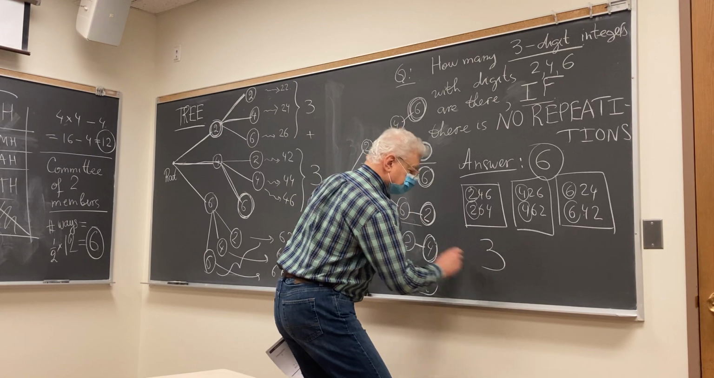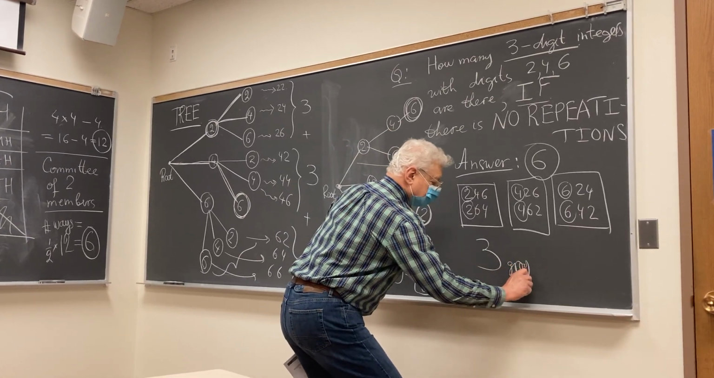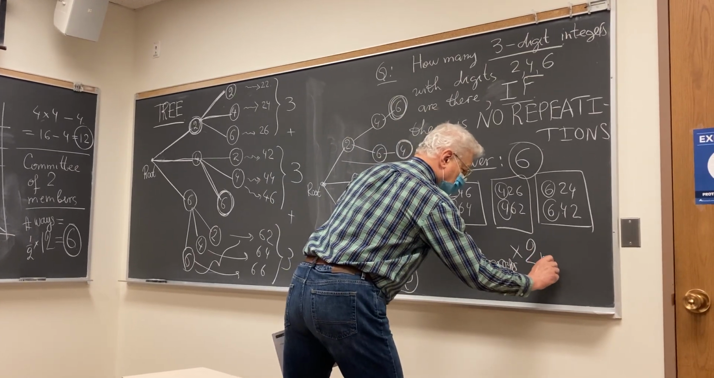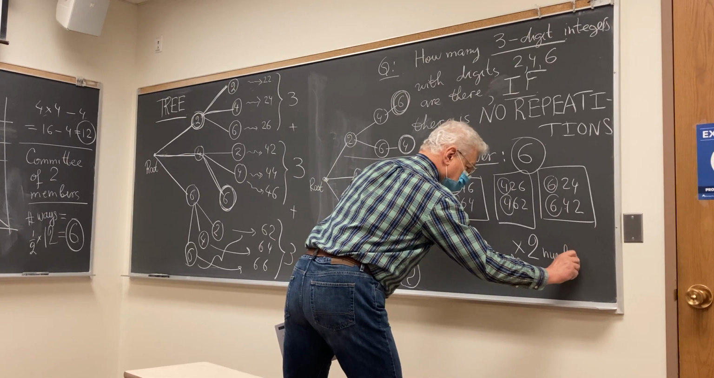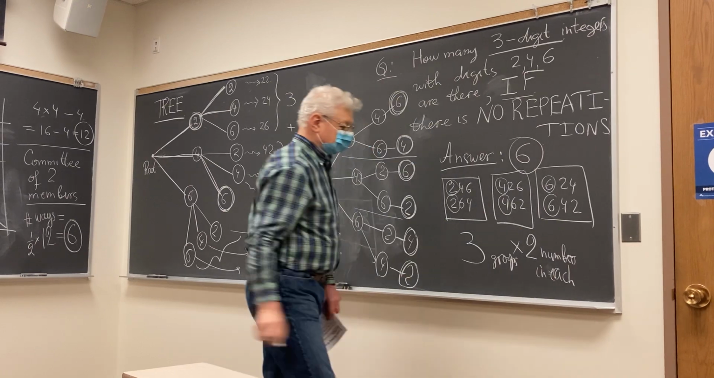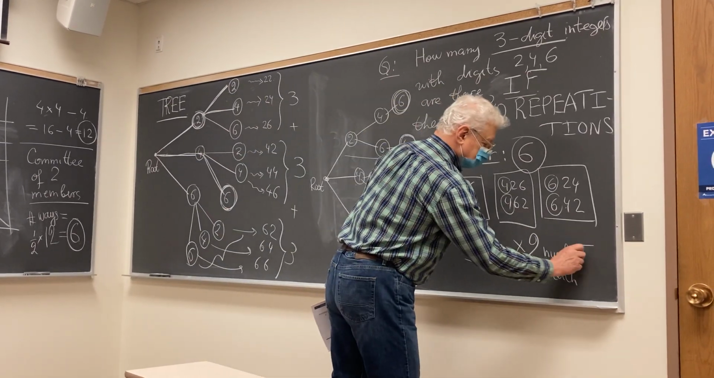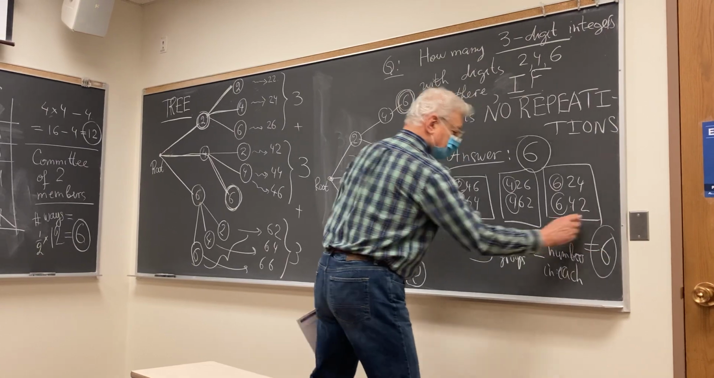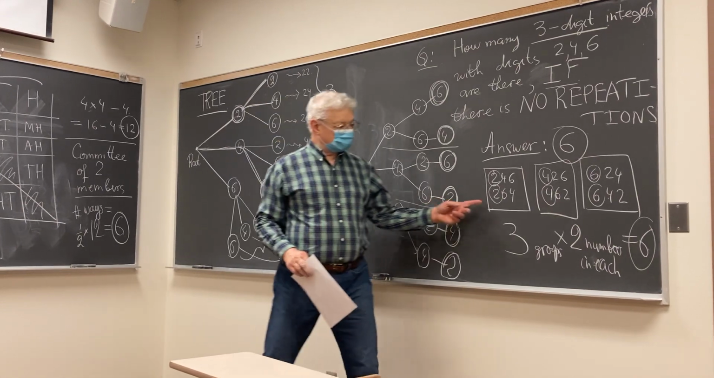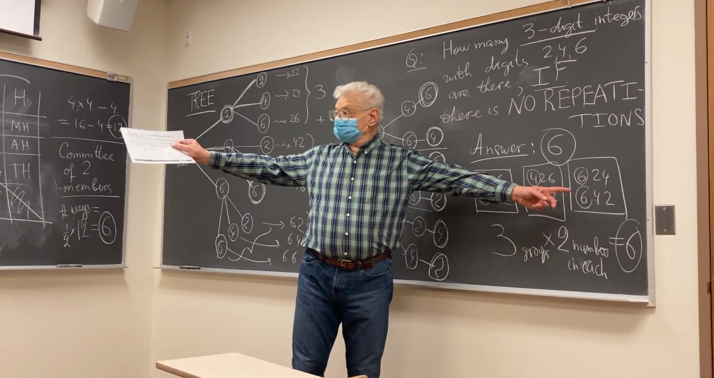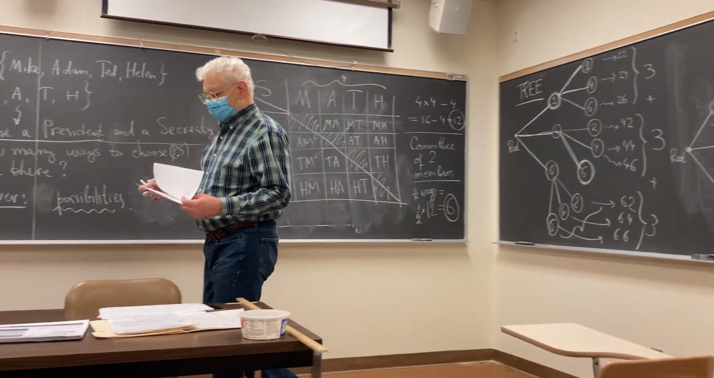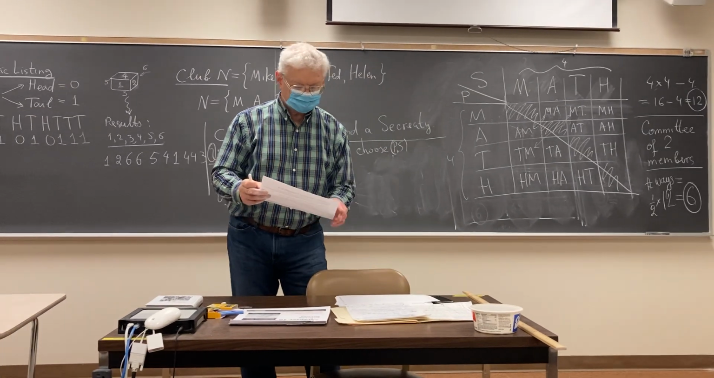So the answer is actually 3 groups times 2 numbers in each. Sorry, not enough room, but the answer is the same 6. So therefore, instead of counting the number of paths or the number of leaves, you multiply 3 by 2. Again, you have the so-called product rule, which we'll consider once again a little bit later.